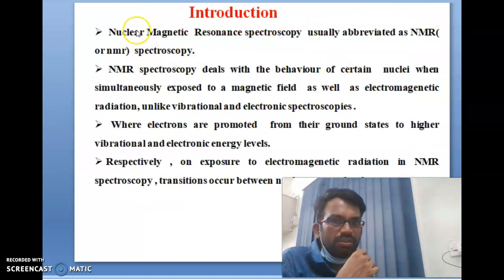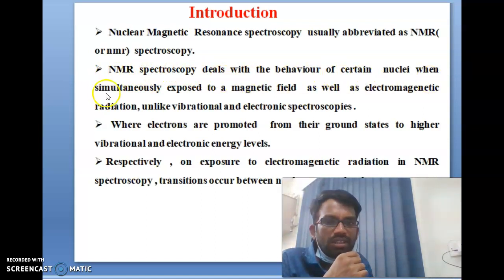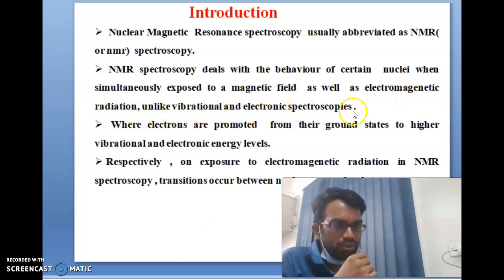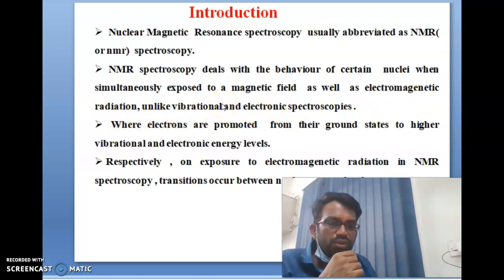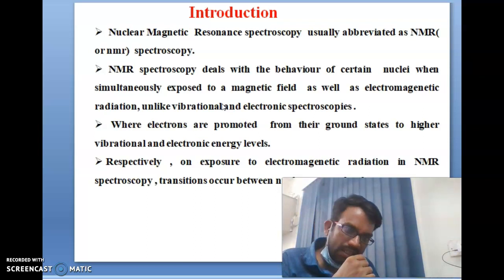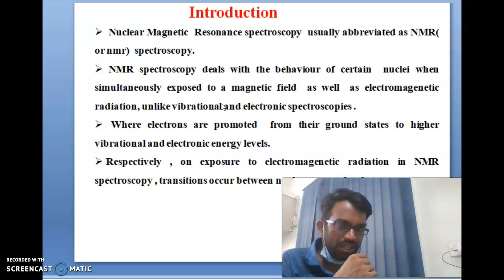So, the introduction part. Nuclear magnetic resonance spectroscopy is usually abbreviated as NMR spectroscopy. Simply, we call it NMR spectroscopy. NMR means nuclear magnetic resonance. And the second point: NMR spectroscopy deals with the behavior of certain nuclei when they are simultaneously exposed to a magnetic field as well as electromagnetic radiation, unlike vibrational and electronic spectroscopy.